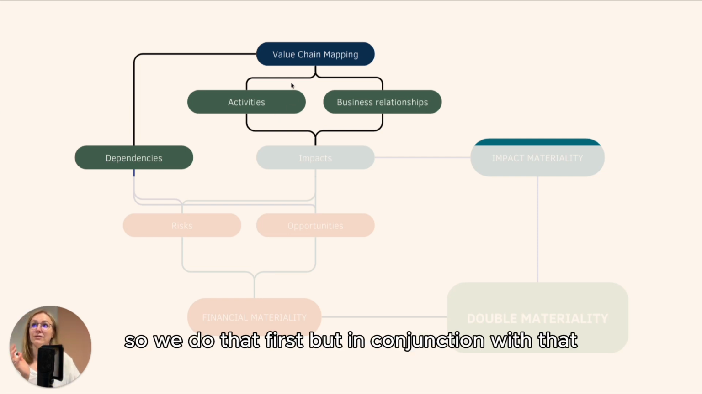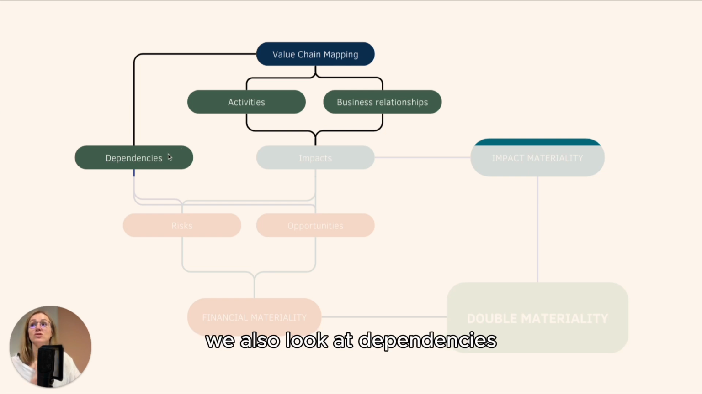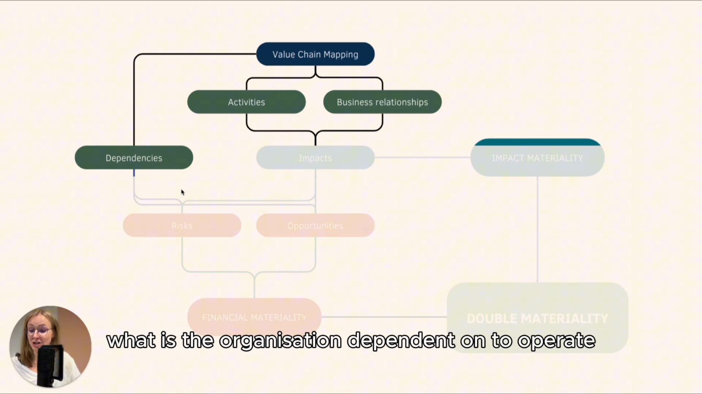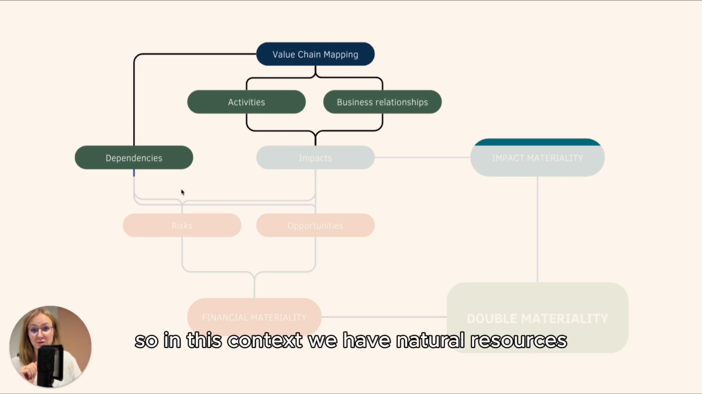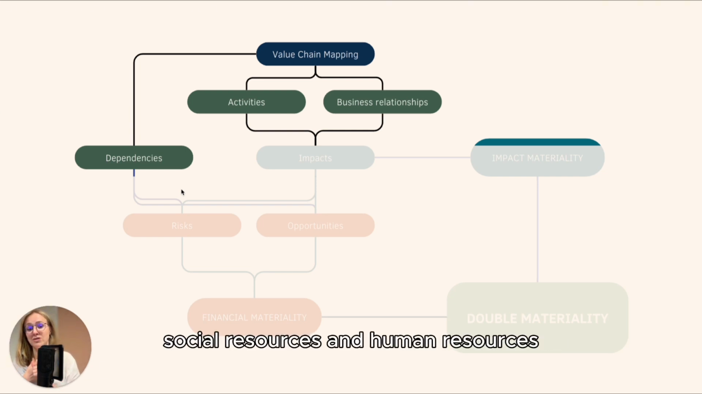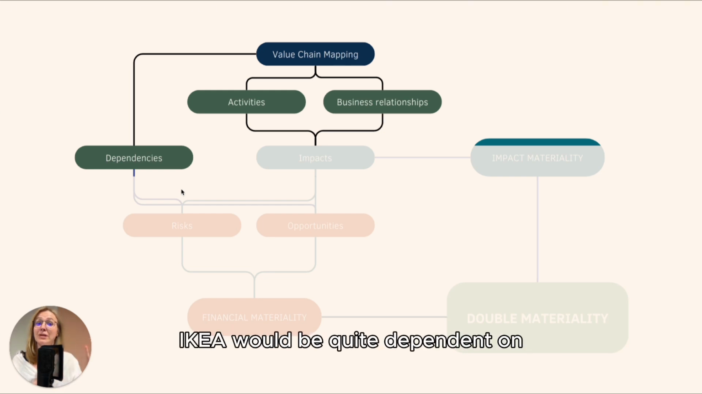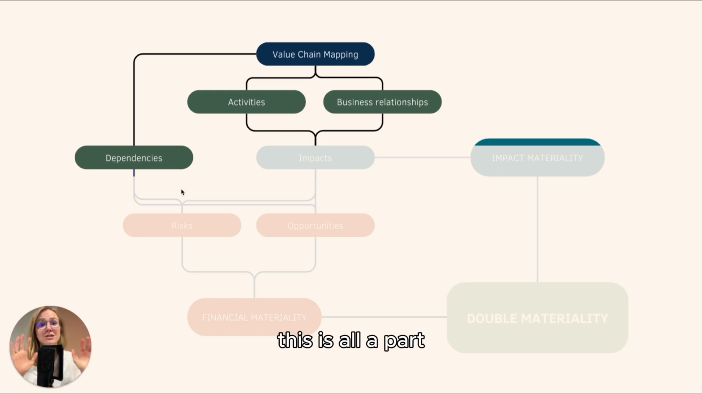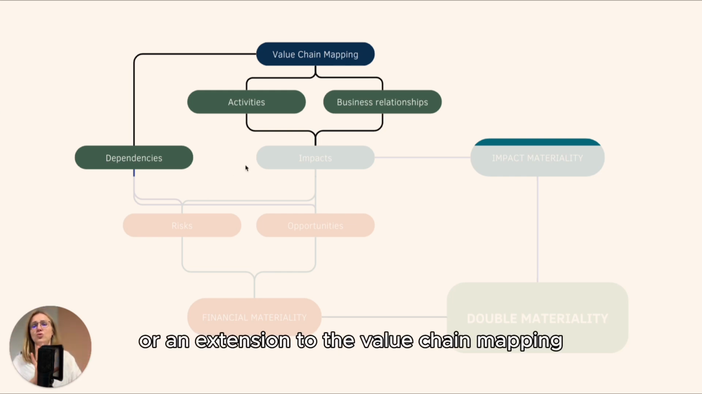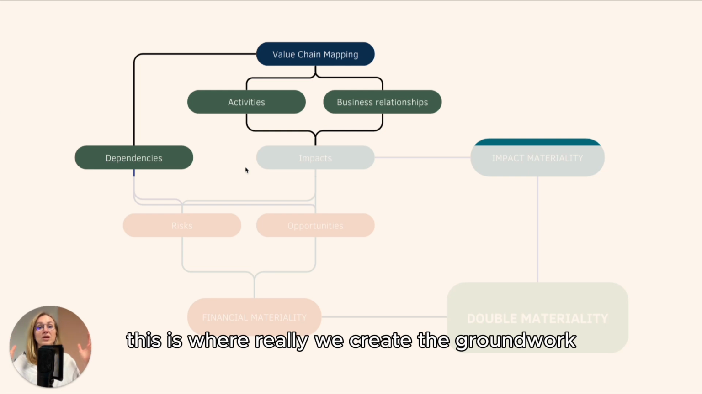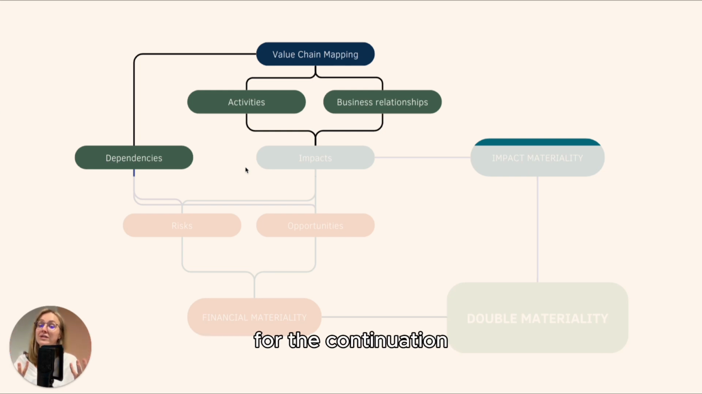So we do that first, but in conjunction with that, we also look at dependencies. Dependencies meaning, what is the organization dependent on to operate? In this context, we have natural resources, social resources, and human resources. So if, for example, there's no more timber, that is a natural resource that, for example, IKEA would be quite dependent on. So this is all a part or an extension to the value chain mapping. This is where we create the groundwork for the continuation of the double materiality analysis.